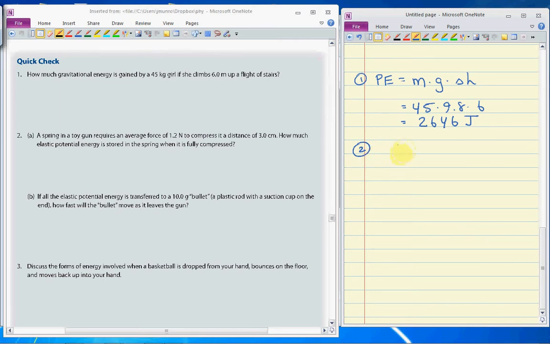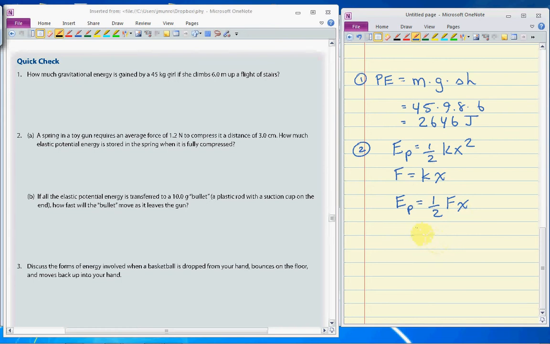In question 2, it wants to know about the elastic potential energy of a spring in a toy gun. We know that EP is equal to 1/2 kx squared. The challenge here is that we don't know what the spring constant is, so we have to find it. We can use the fact that F is equal to kx, and we can then set EP equal to 1/2 Fx, where F is the total force that is required.